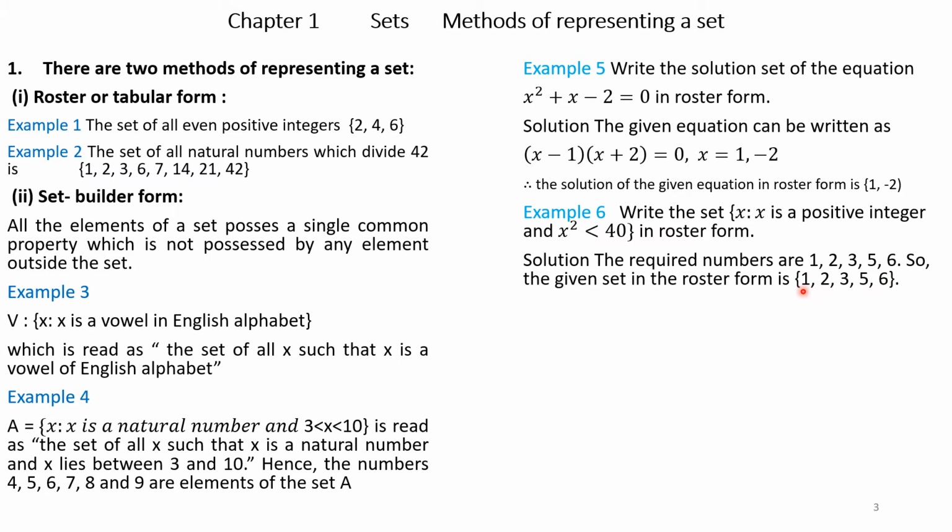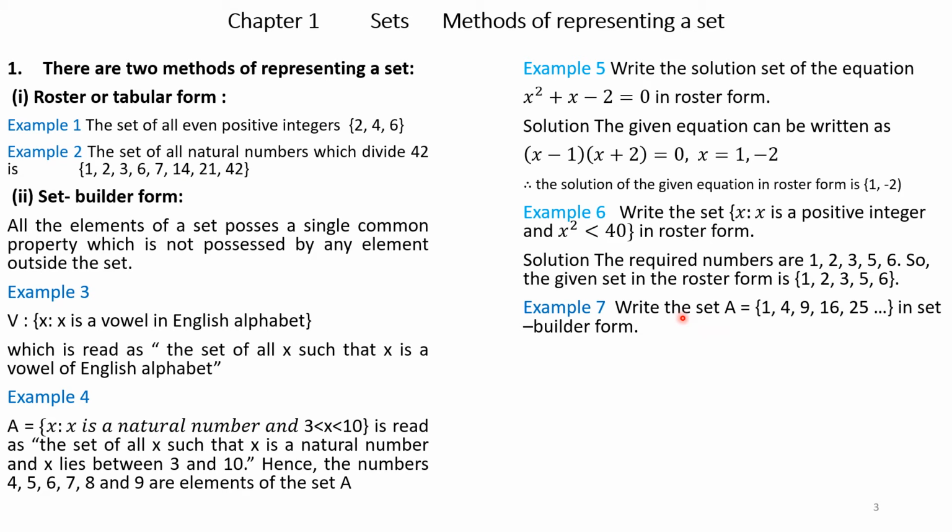Because square of 1 is 1, which is less than 40. Square of 2 is 4, which is less than 40. Square of 3 is 9, which is less than 40. Square of 5 is 25, which is less than 40. And square of 6 is 36, which is less than 40. That is, x square is less than 40. If you take the next number 7, 7 square is 49, which is more than 40, and it does not belong to the set.